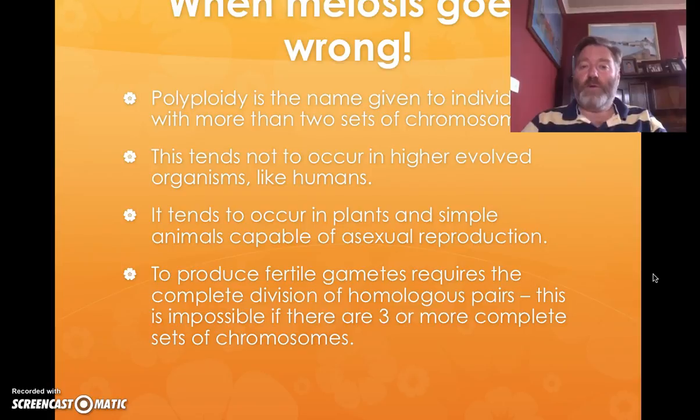You also have polyploidy, so you get more than 2 sets of chromosomes. It tends not to occur in humans, but very much something you see in insects and plants. Plants particularly have all sorts of strange things with polyploidy and end up with multiple sets of chromosomes without any problems. They just continue to work, which is a bit weird.